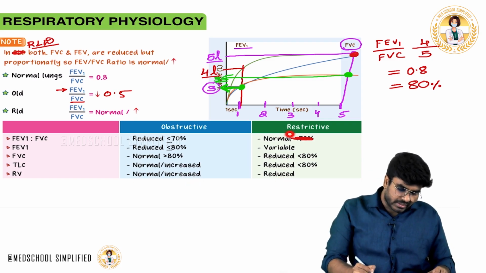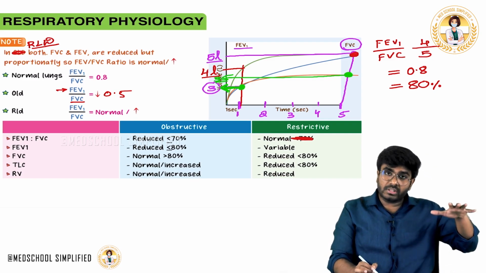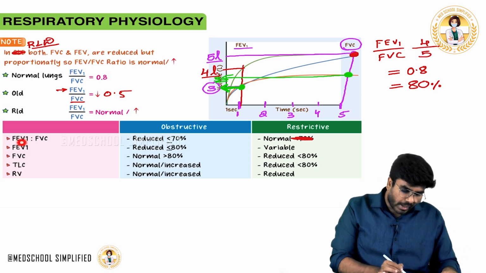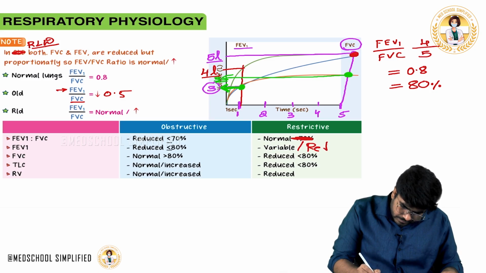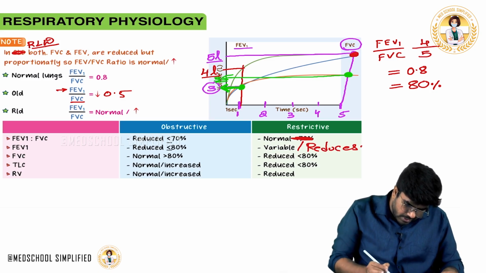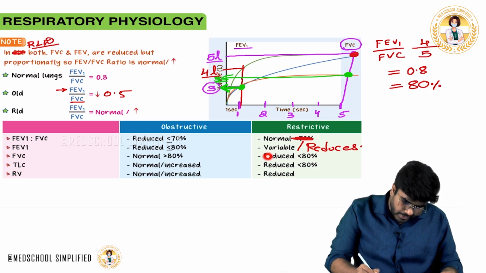In restrictive lung diseases, what's happening? The FEV1 by FVC ratio is normal because both of them are decreasing proportionately. What happened to FEV1? Yes, reduced. Most of the time it is reduced. What happened to FVC? FVC is also reduced.